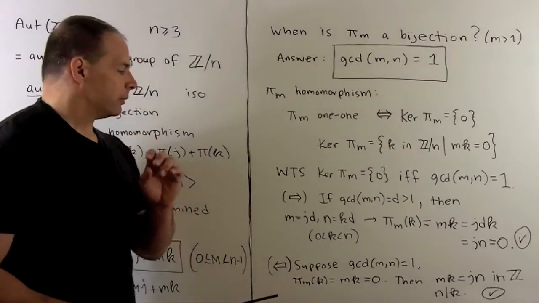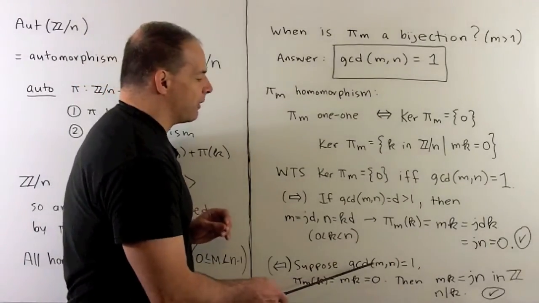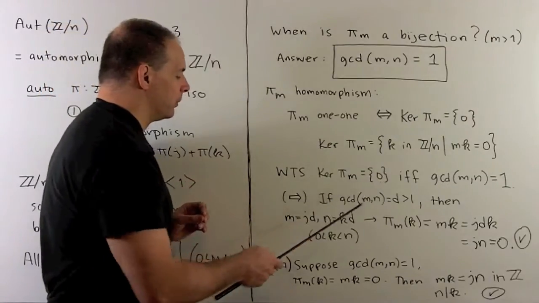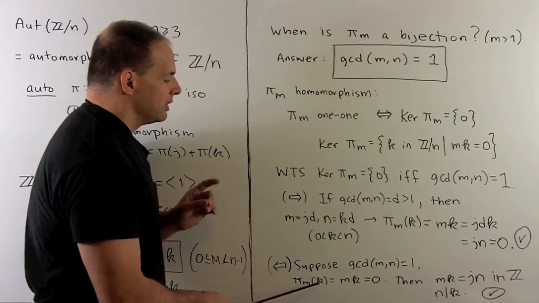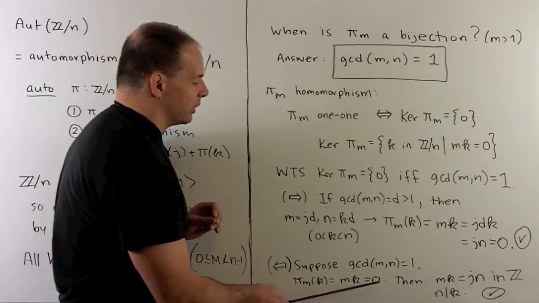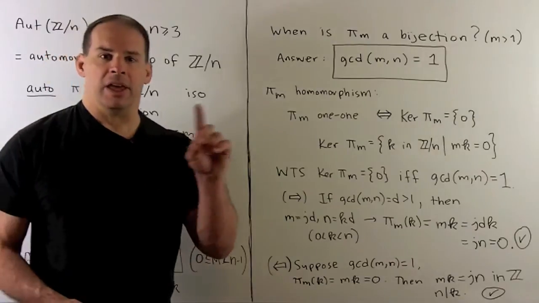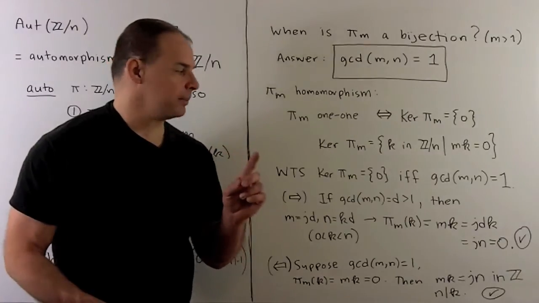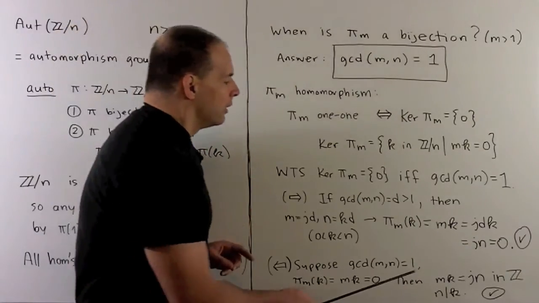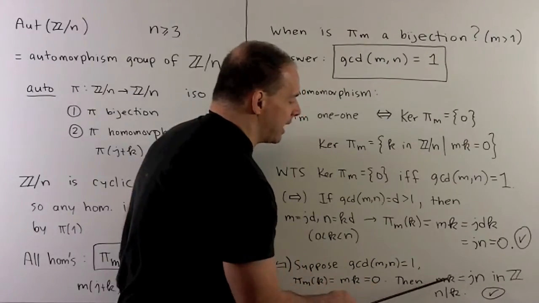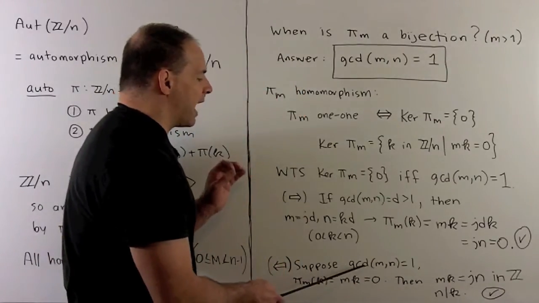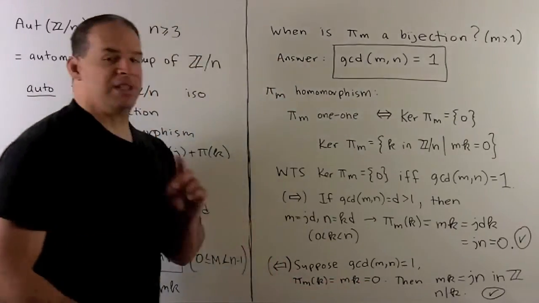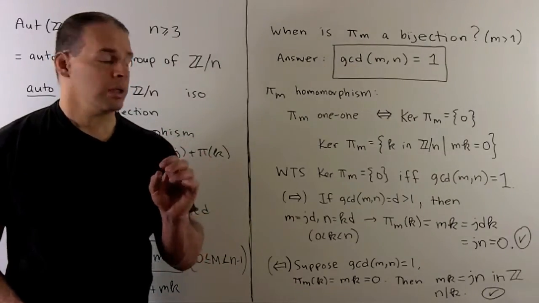For the other direction, let's suppose the greatest common divisor of m and n is equal to 1. I want to check that the kernel is only 0. So let's suppose pi sub m of k, which by definition is m times k, is equal to 0. Now, in the integers, what this says is that m times k is equal to a multiple of n, say j times n. That means n is going to divide m times k, but because the greatest common divisor is equal to 1, that's going to force n to divide k itself. So in Z mod n, k is equal to 0. So that gives our other direction.